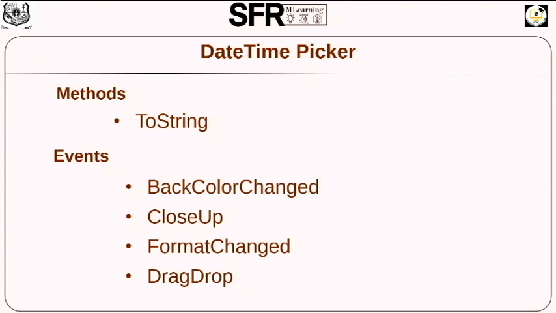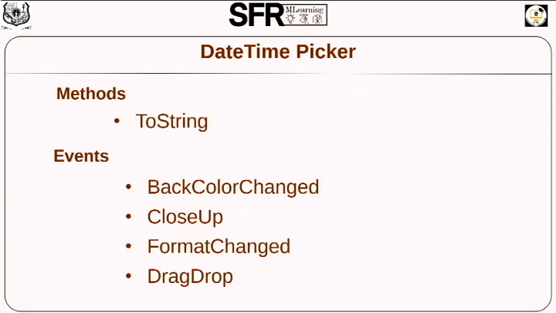The events thrown by the DateTimePicker control are various. The first one is BackColorChanged. It occurs when the value of the BackColor property changes. The next is BackgroundImageChanged. It occurs when the value of the BackgroundImage property changes. The next is Click. It occurs when the control is clicked. DoubleClick also occurs when the control is double clicked.